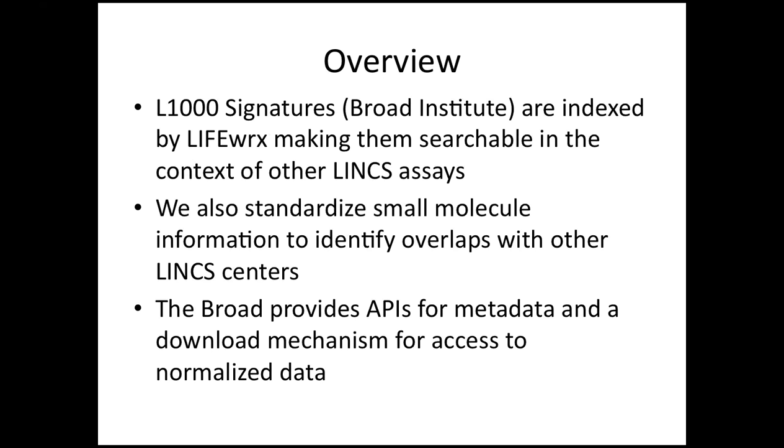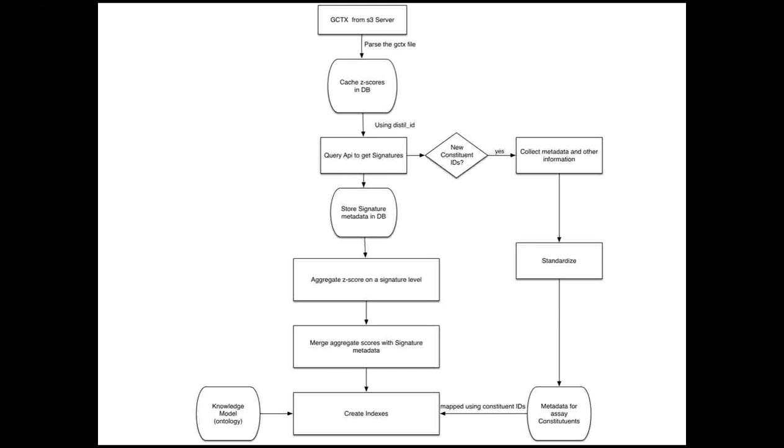If there is a small molecule generated from Broad and small molecules generated from HMS or other centers, we take the SMILES and standardize it, and that's a different process. I'll explain that in a little more detail a little later, so that we can search across different centers. And then we access the data, metadata, and everything from the Broad API. This is just a flow chart to show.